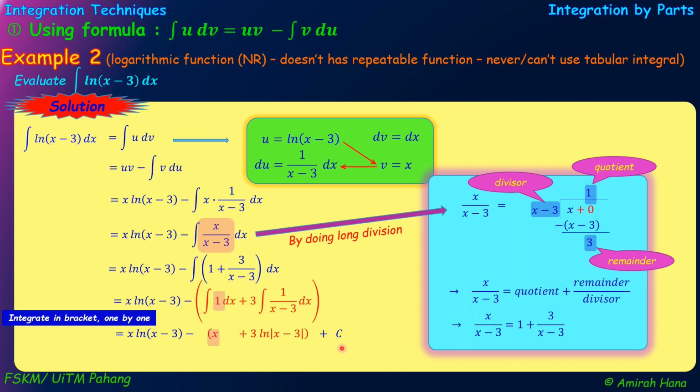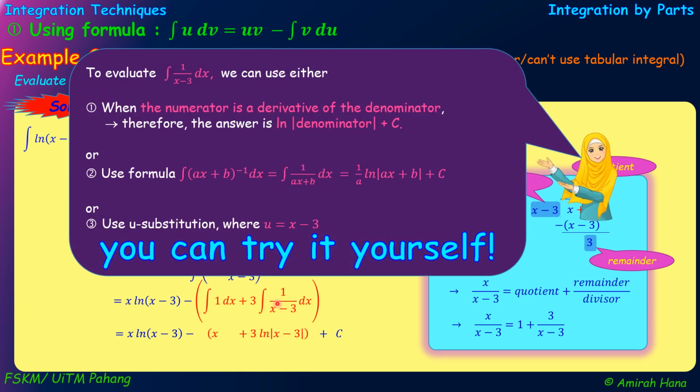Okay, right. So we integrate 1 dx, the answer equals x. We still have the constant 3, and when we integrate 1 over x minus 3 dx, the answer equals ln modulus of x minus 3. Okay, right. How to integrate this? We have 3 methods to integrate 1 over x minus 3 dx.